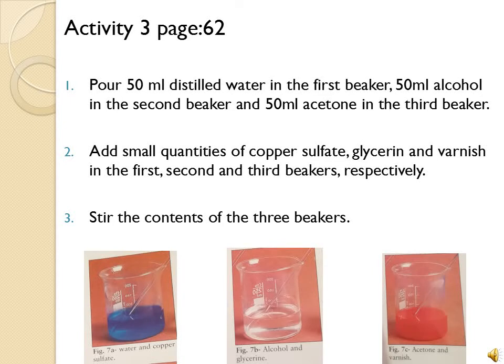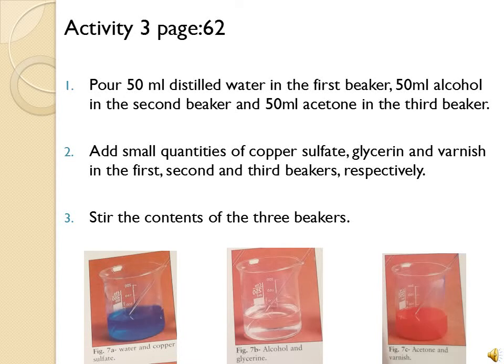What does respectively mean? It means that in the first beaker, where I put water, I gradually add copper sulfate. In the second beaker, where I put alcohol, I add glycerine. In the third one, where I put acetone, I add varnish. So in the first one I have water and copper sulfate. I have a mixture which is blue in color. Copper sulfate, if you remember, is a blue powder that we use to make a mixture with water, and it usually dissolves in water.